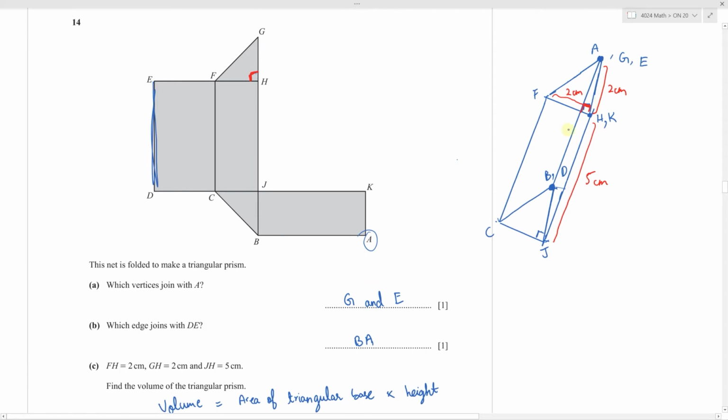So if you can visualize this prism straight away from the net, then you can answer the question directly as well. Otherwise, you can create the prism from the given net like I did, which makes it easier to answer these first two parts as well as the last one as well.